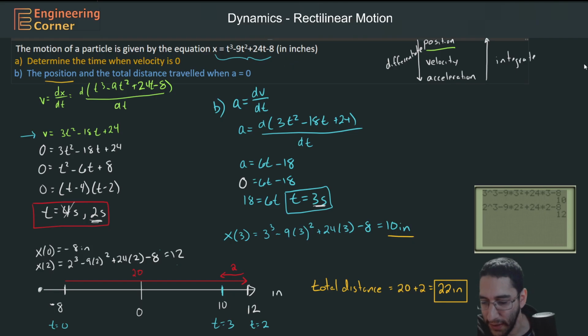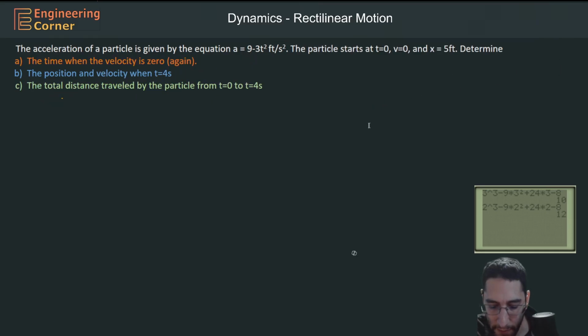So now I want to look at a different problem. In this problem, we're given the acceleration of a particle, and we're told that it's given by the equation a is equal to 9 minus 3t squared in feet per second squared. And we're also given some initial conditions, that the particle starts at t is equal to 0, v is equal to 0, and x is equal to 5 feet.